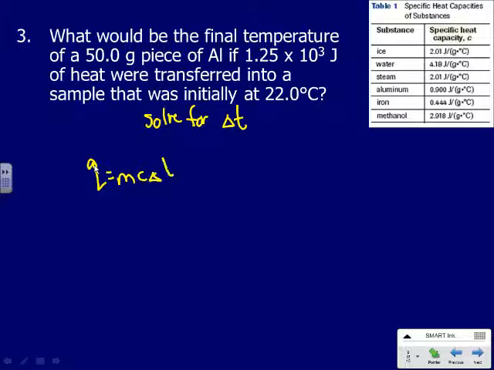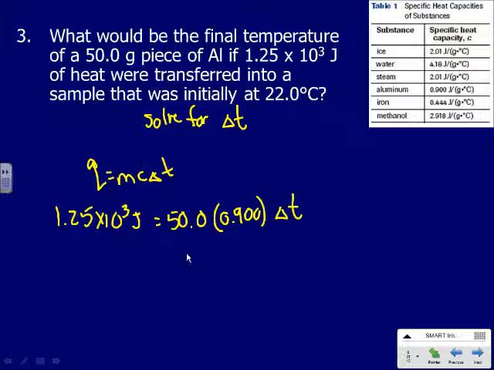Q equals MC delta T. And we've got 1.25 times 10 to the 3 joules. The mass is 50 grams. We've got aluminum, so we can check our table, 0.900, and delta T. And if we then divide off both of those, what do we get there for a delta T? Oh, hold on one second. We need to check a sign here, all right?